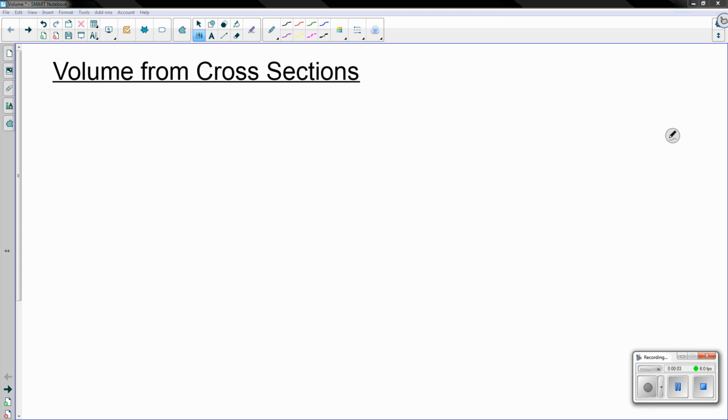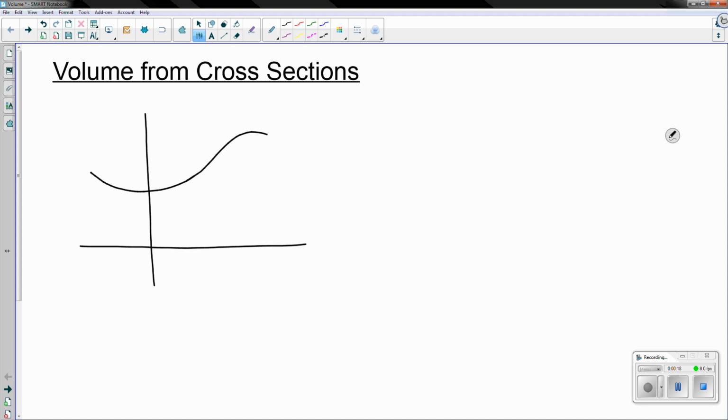Volume from cross-sections. What we cover in this video is sometimes referred to as the slicing method. Before we jump in to how this method works, we are going to review the geometric interpretation of our integral. If we have some function f that ranges along some interval from a to b, we've learned that the geometric interpretation is the area between that function curve and the x-axis.